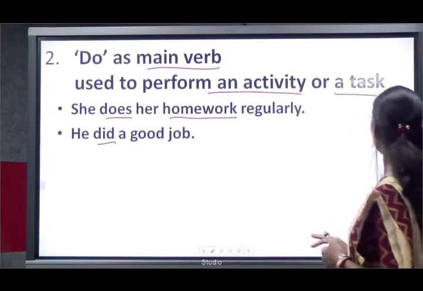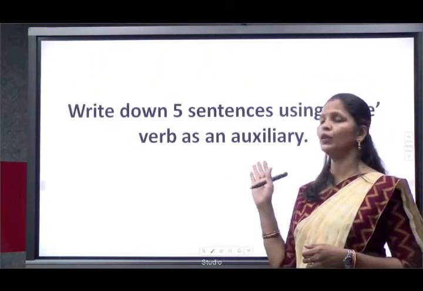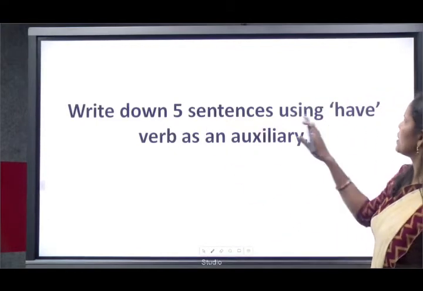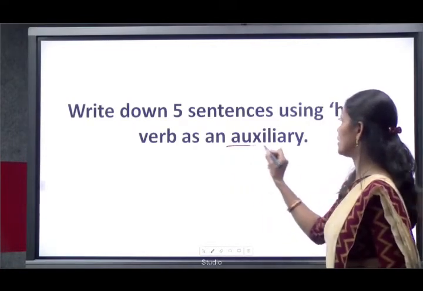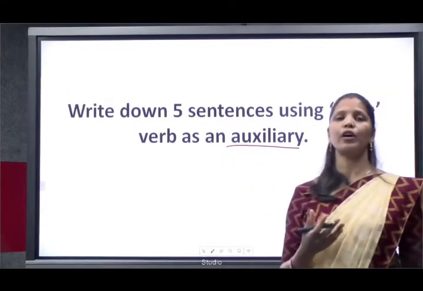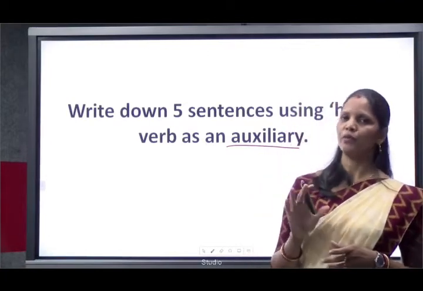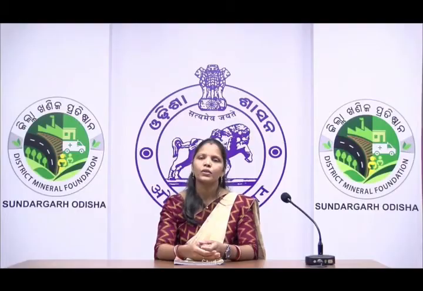Okay, so here is a task for you. You have to do it at home. Write down 5 sentences using have as an auxiliary. So how can the have verb be used as an auxiliary? You have to write 5 sentences in your copies. So today we learned about the primary auxiliaries: be verb, have verb and do verb.